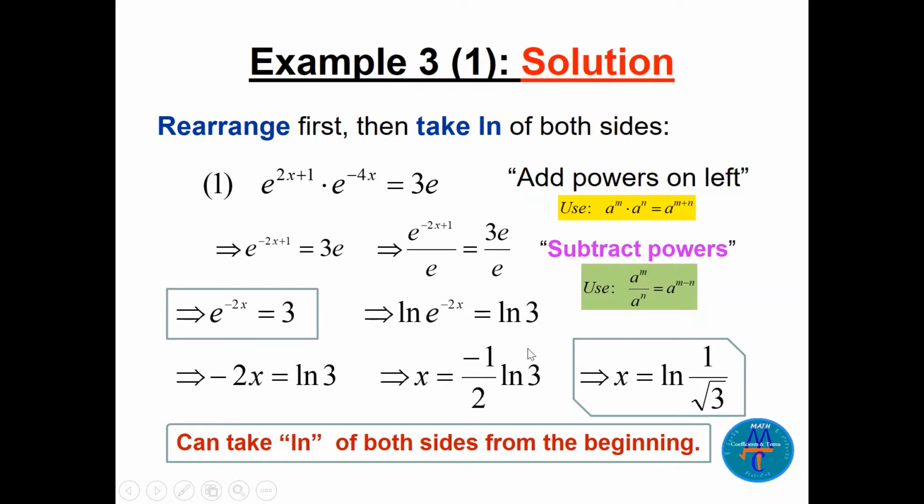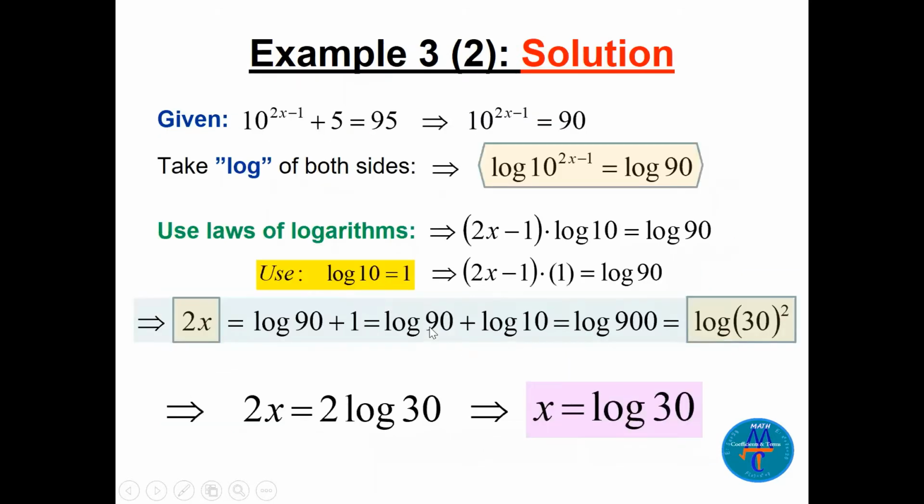We can write this on the power. See, there's a power law. So we can raise it here, 3 to the power minus half, which is 1 over square root of 3. So x will be ln of 1 over square root of 3. You can take ln on both sides from the beginning here. But see here, I try to simplify the equation first, then I take ln on both sides.